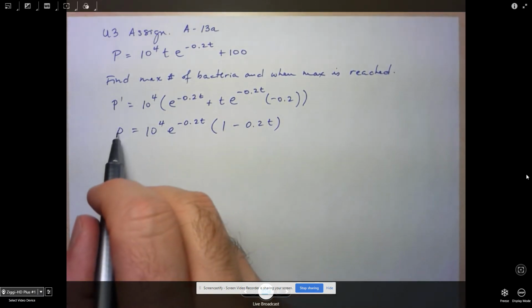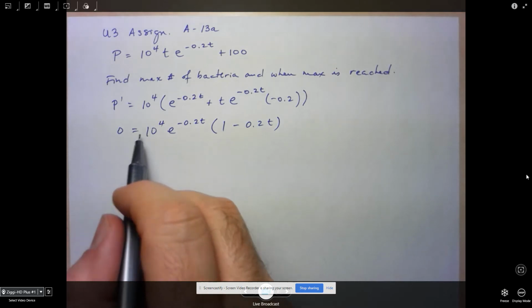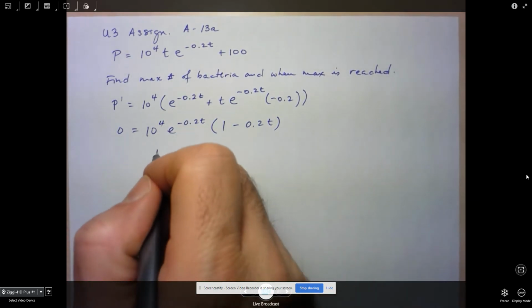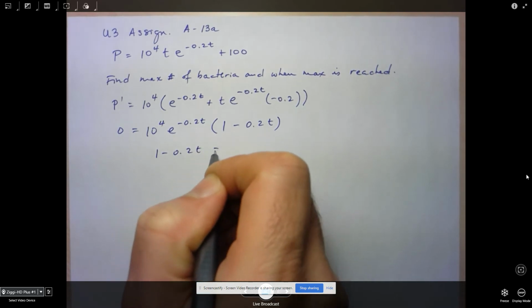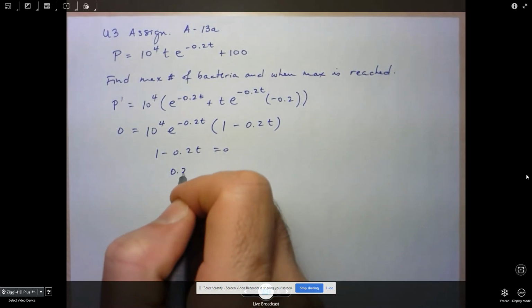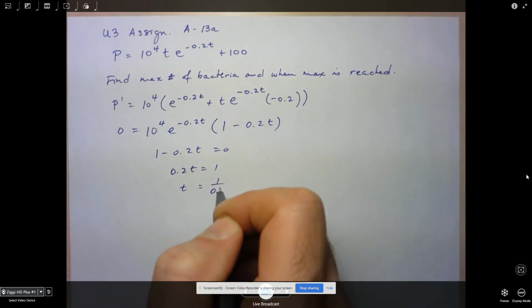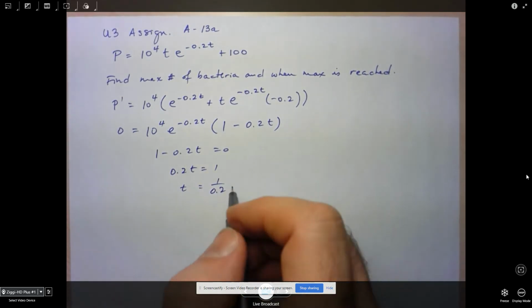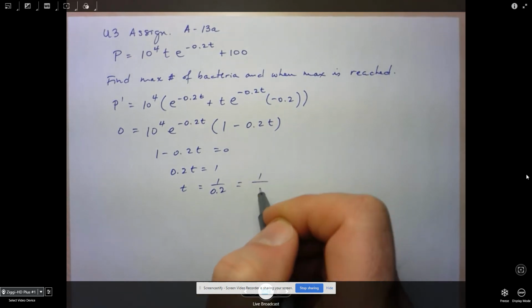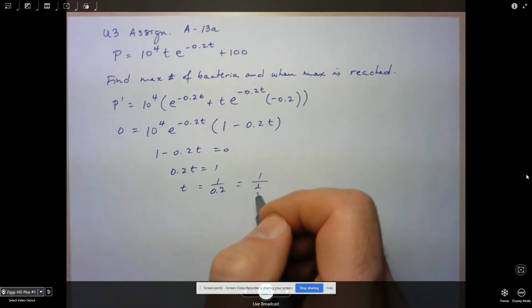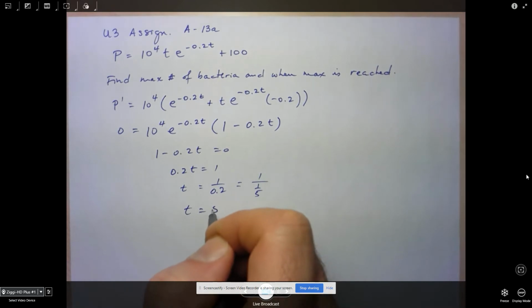And so since 10 to the 4 is just a constant and e to the negative 0.2t can never be equal to 0, the only thing that'll make this expression equal to 0 is if 1 minus 0.2t is equal to 0. So 0.2t equals 1, and t equals 1 over 0.2. But 0.2 is like 2 over 10, or 1 over 5, so t is equal to 5.